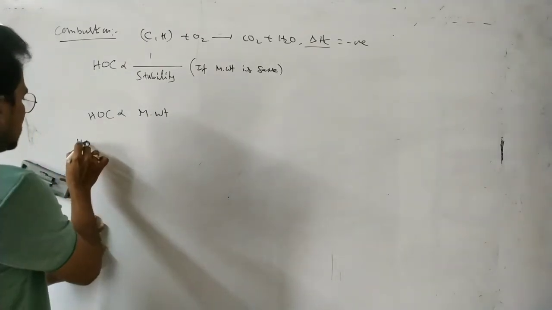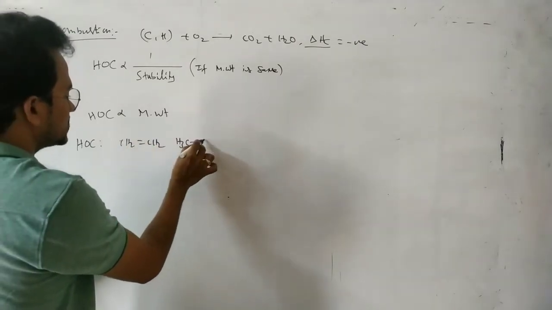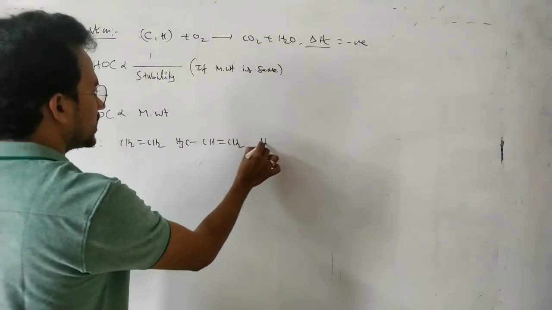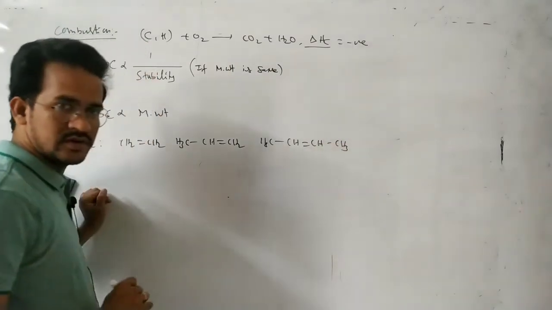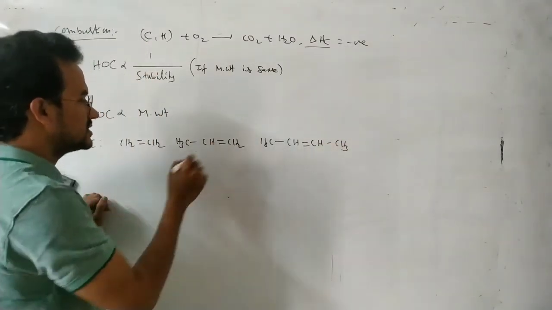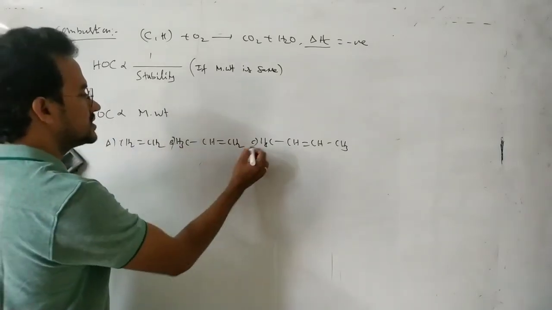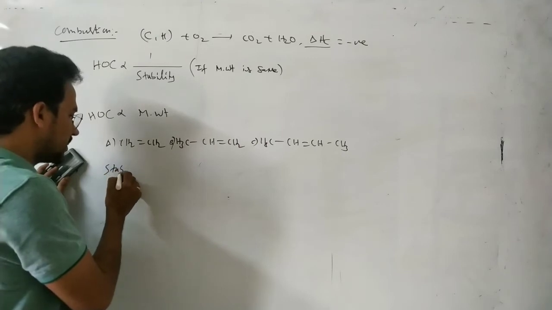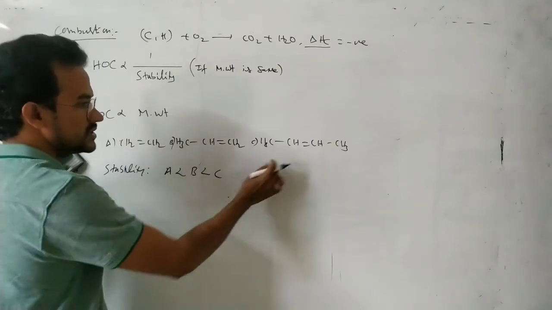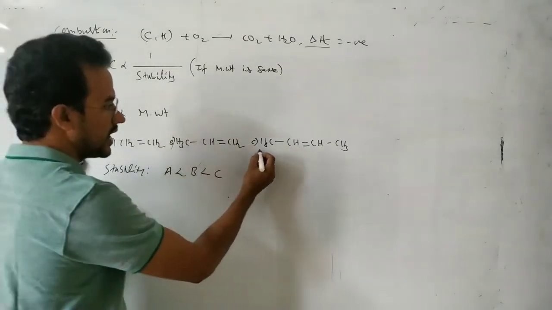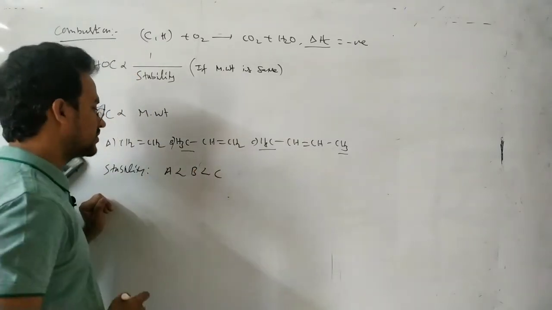That means in this case, see, CH2=CH2, CH3CH=CH2, and CH3CH=CHCH3. Which one has a higher heat of combustion? This one has a higher heat of combustion. This one is A, this one is B, this one is C. So first of all, let us write the stability of these alkenes: A less than B less than C. Here C is more stable because of more alpha hydrogens, 6, that means 3 hyperconjugative structures.